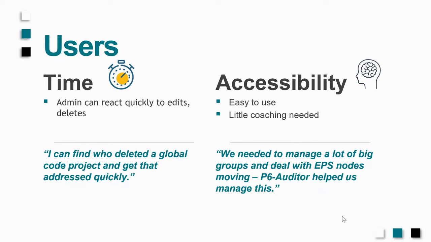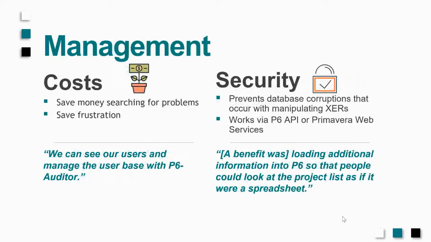One of the quotes there is a good one. We needed to manage a lot of big groups and deal with EPS nodes moving. So that does seem to happen, though I'm still not convinced it's not a bug in the software, because I've had some EPS nodes move for some clients, and I don't think they move them. So I do think there might be a bug in the software, but P6 Auditor helped us see which user that was happening under. So that's another big thing, because EPS is, of course, control security.